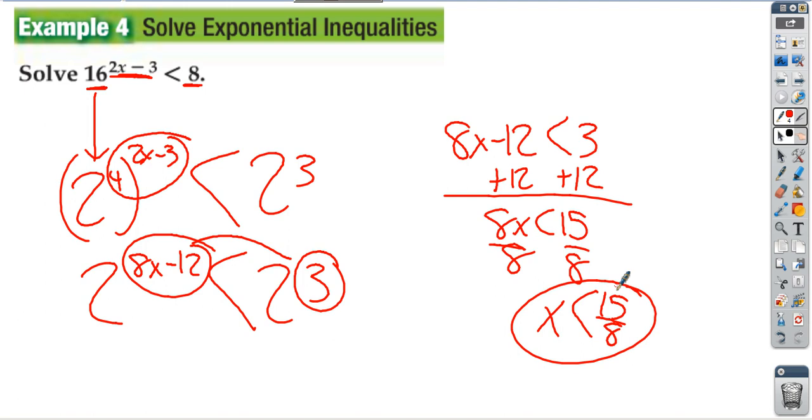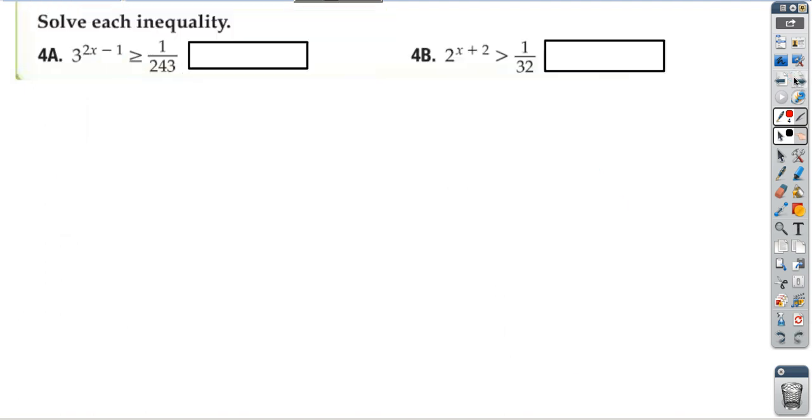All right, let me show you one more with that. So we'll do the one on the right here. So we need these to be powers of 2. 32 is a power of 2.